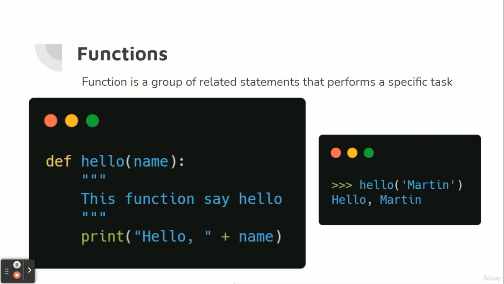Once we have defined a function, we can call it from another function, program, or even the Python prompt. To call function, we simply put function name with appropriate parameters.